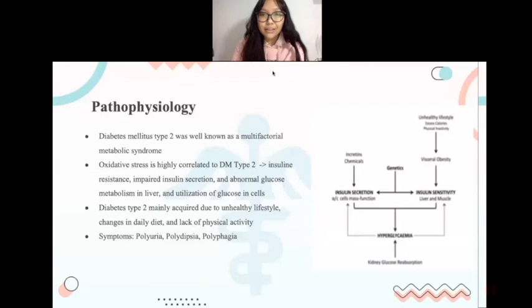Oxidative stress is highly correlated to diabetes mellitus type 2 and its complication. Oxidative stress can cause insulin resistance, impaired insulin secretion, and abnormal glucose metabolism in liver and utilization of glucose in cells. Oxidative stress will activate inflammatory agents and demolish the cell via glucose metabolic pathways. Diabetes type 2 is mainly acquired due to unhealthy lifestyle, changes in daily diet, and lack of physical activity.